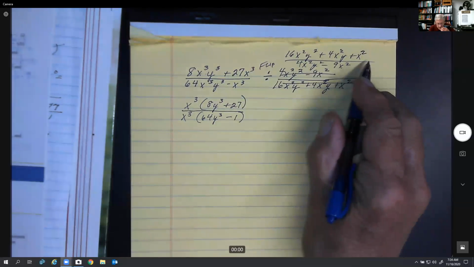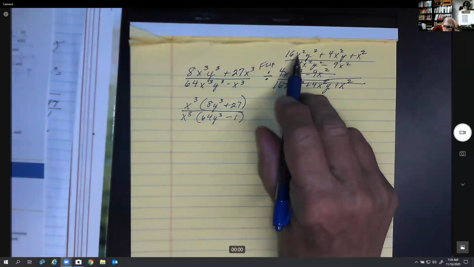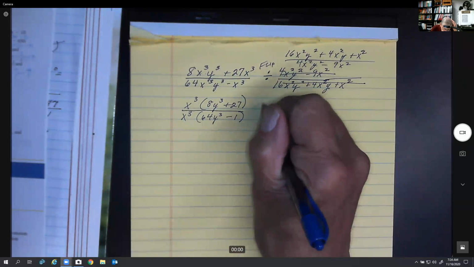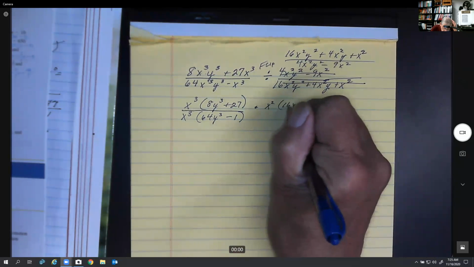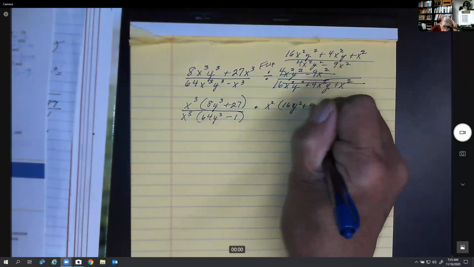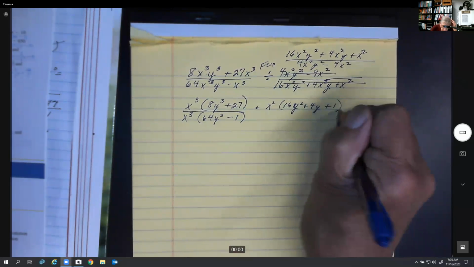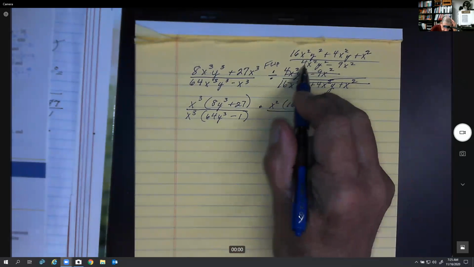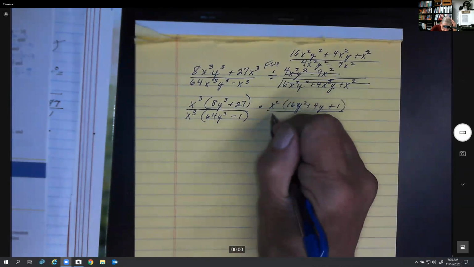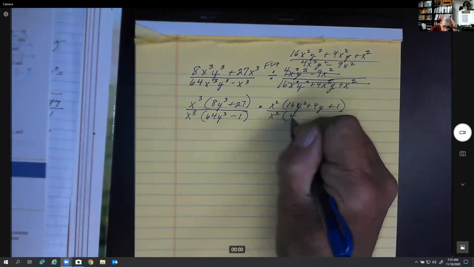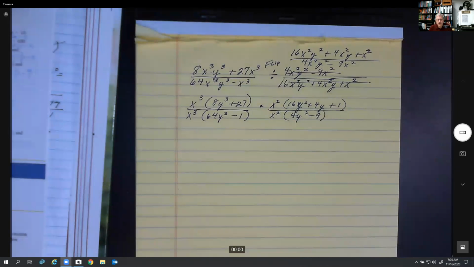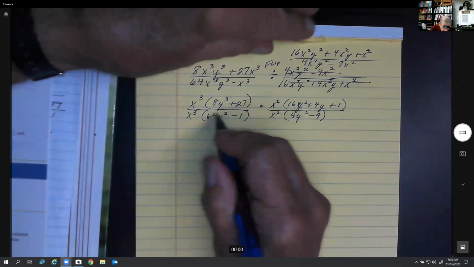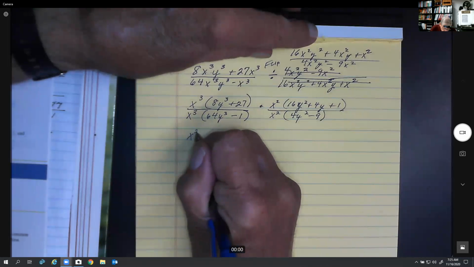All right, so what about this mess? Well, I see I can take out an x squared, and that leaves me with 16y squared plus 4y plus 1. Okay. What about the bottom? Again, I could take out an x squared, which leaves me with 4y squared minus 9. So I did some basic factoring. Now I've got to go back and do more advanced factoring, trinomial or binomial factoring.